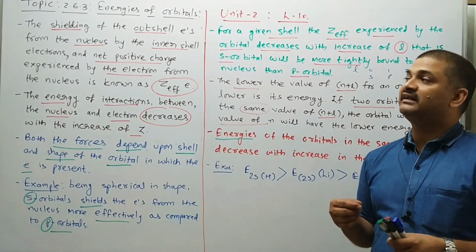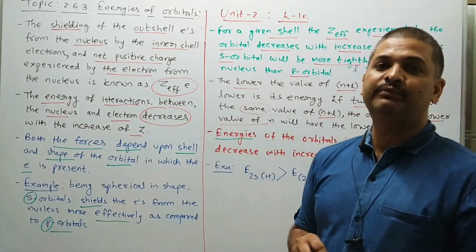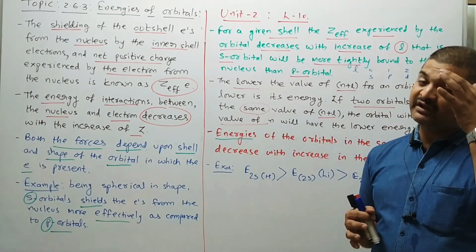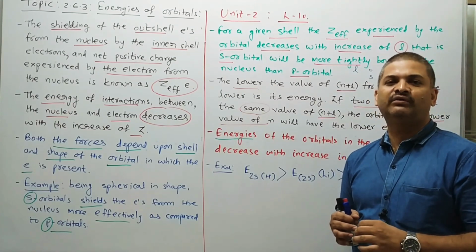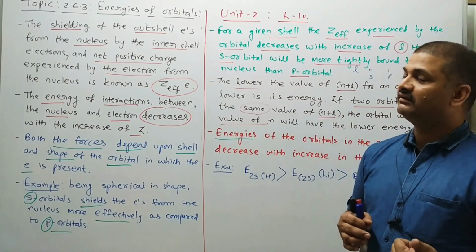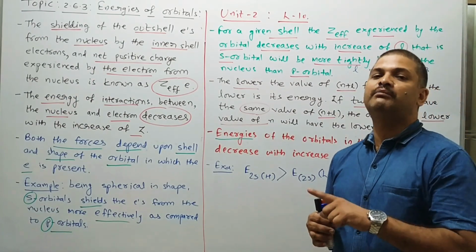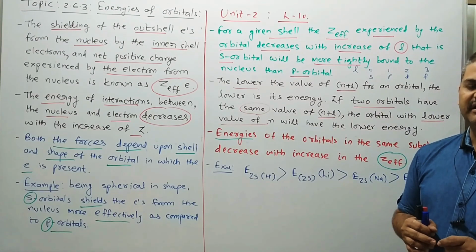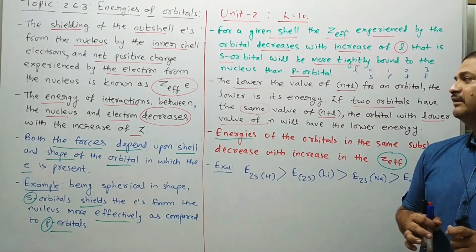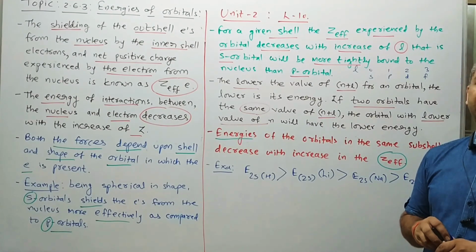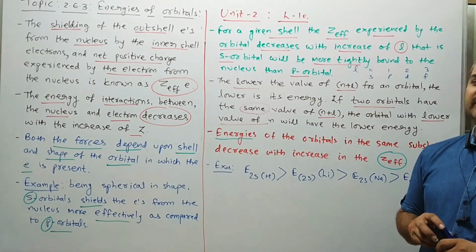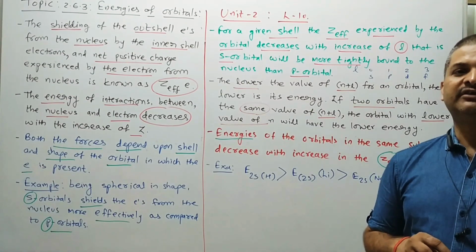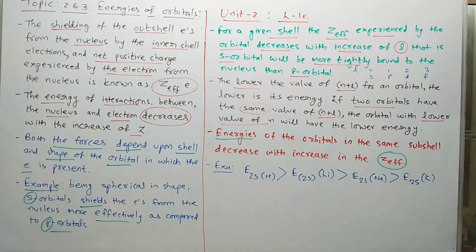Clear? What was the whole topic? Energy of orbitals. So finally, what is the conclusion? Suppose you are interested to remove an electron from the K shell, then you have to supply more amount of energy as compared to the L shell. Clear? The energy of an orbital can be determined with the help of the n plus l rule. So this is the complete information on the energy of orbitals. So whatever I have told you, do it properly.